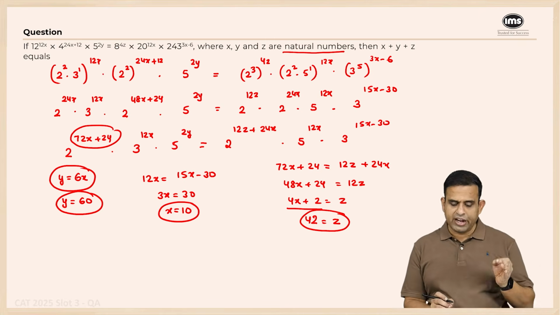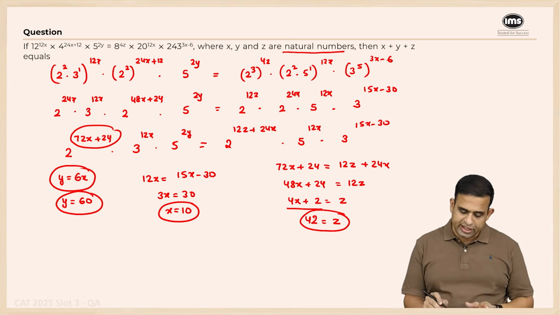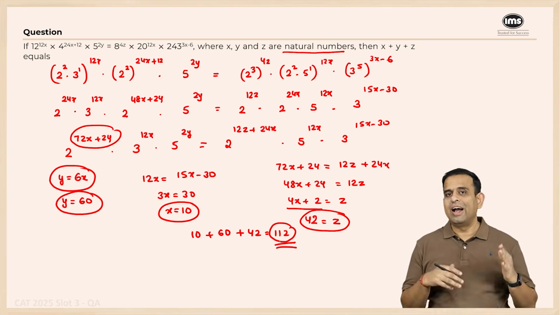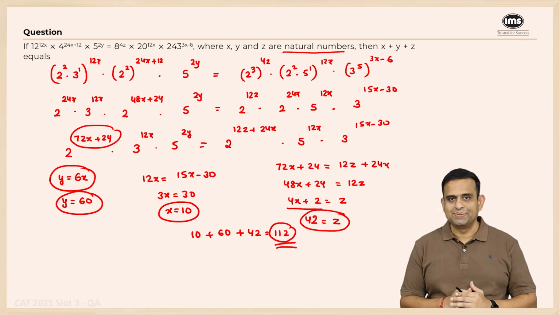So the question says find the value of x plus y plus z. So 10 plus 60 plus 42, the required sum becomes 112, and that is the answer for this simple question.